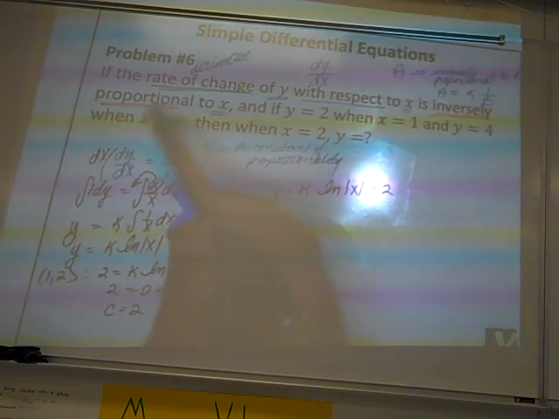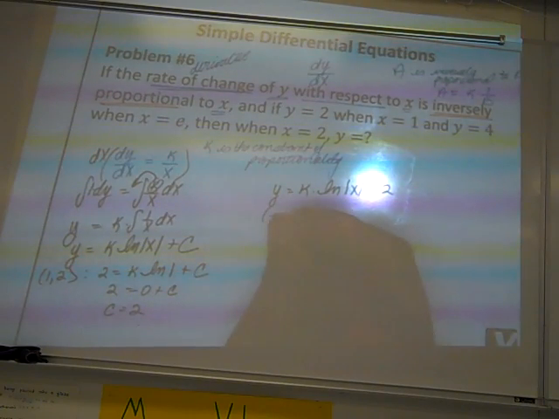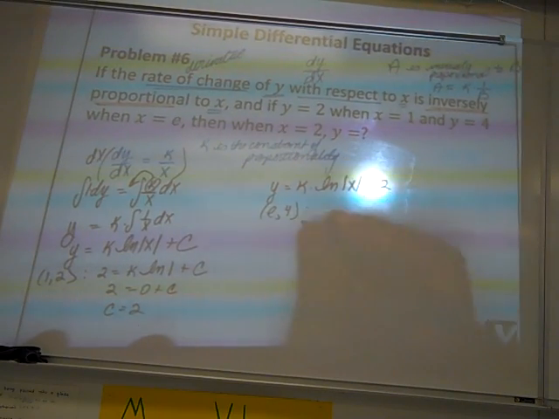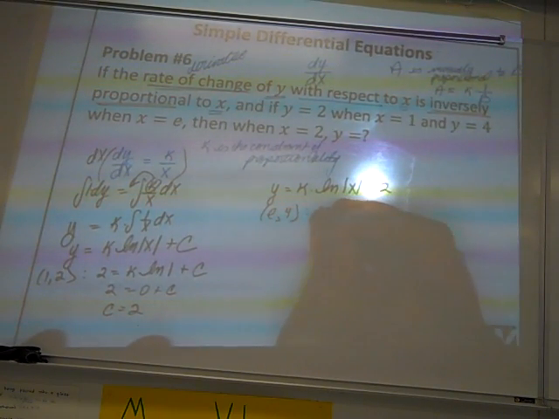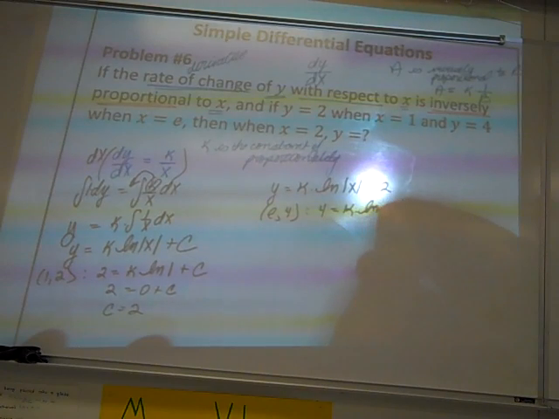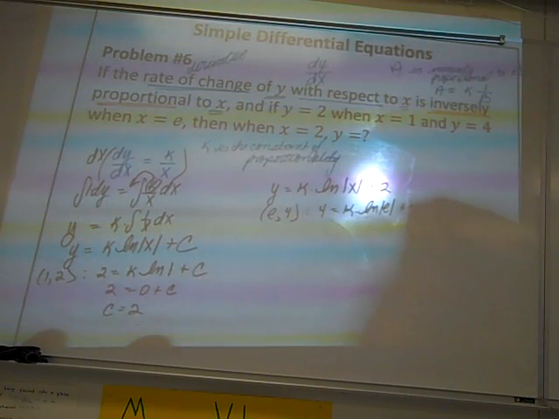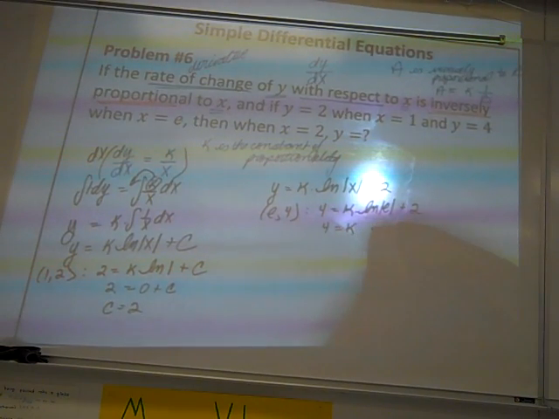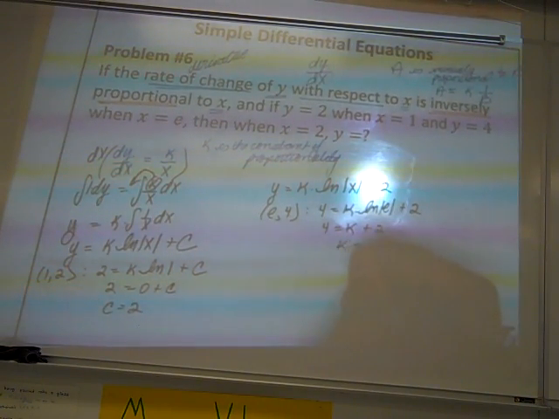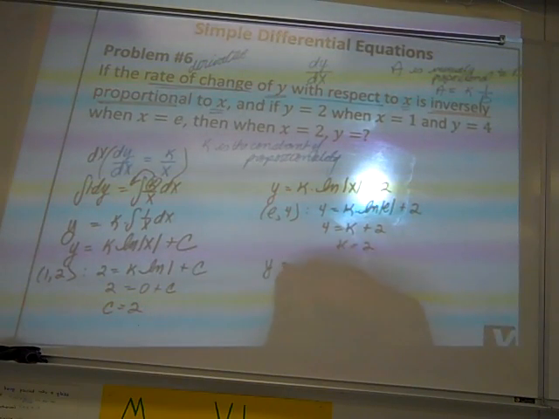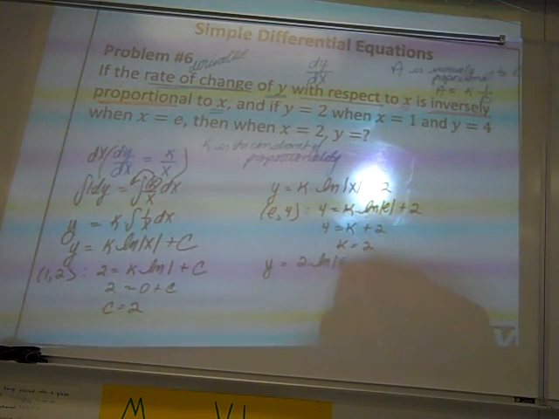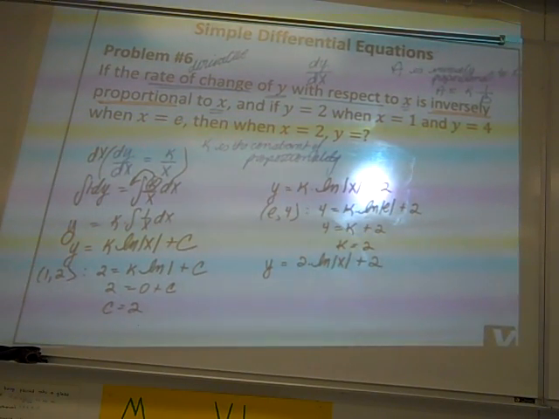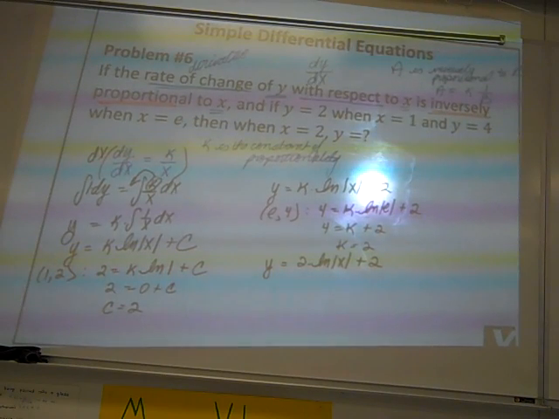Furthermore, we know that y equals 4 when x equals e. So this point, (e, 4), is also on the curve. So x is equal to e, y is equal to 4. 4 equals k times natural log of the absolute value of e, plus 2. The natural log of e is equal to 1. 4 equals k plus 2. k is equal to 2. So now we have y equals 2 times the natural log of x plus 2. We have a specific solution, or a particular solution.